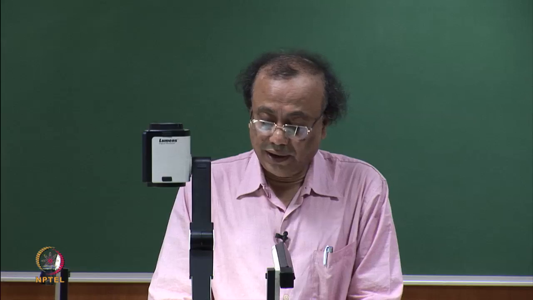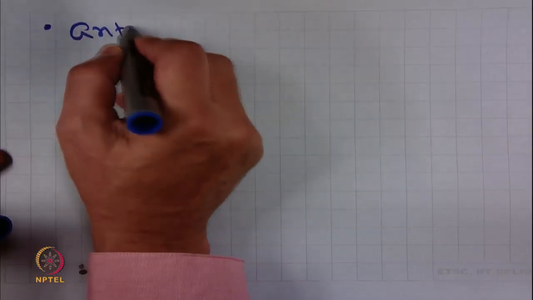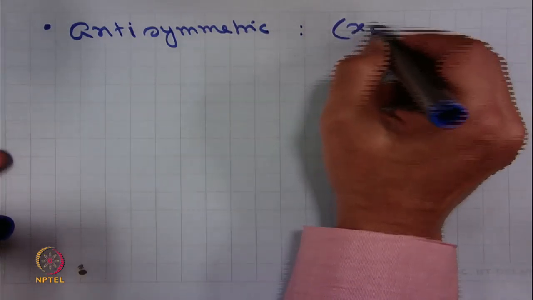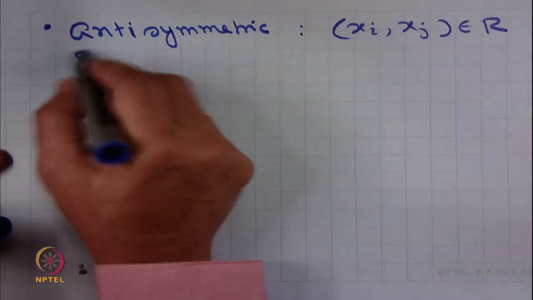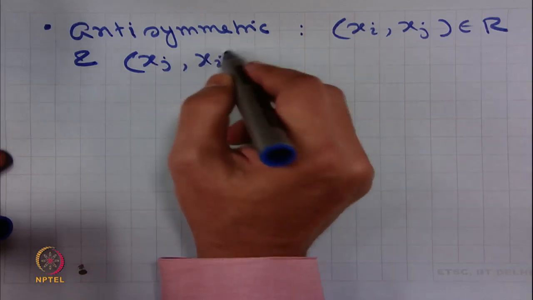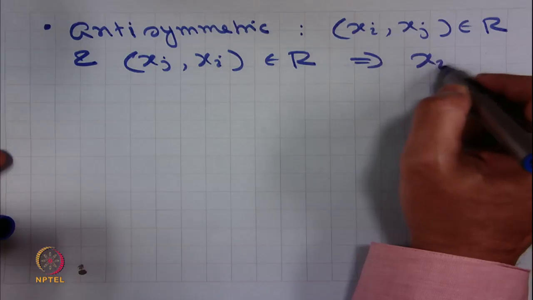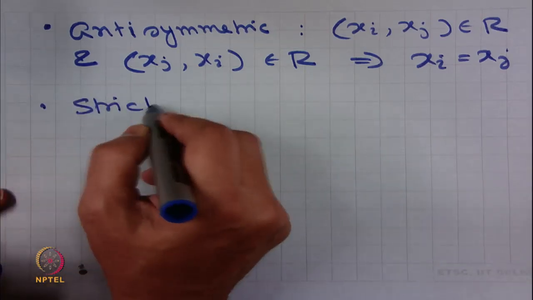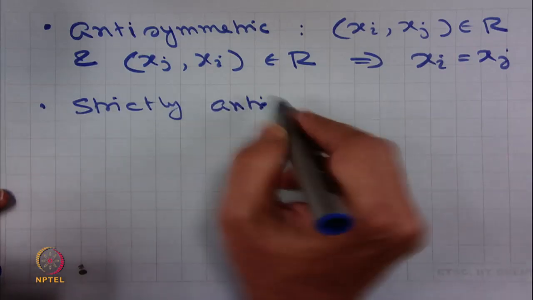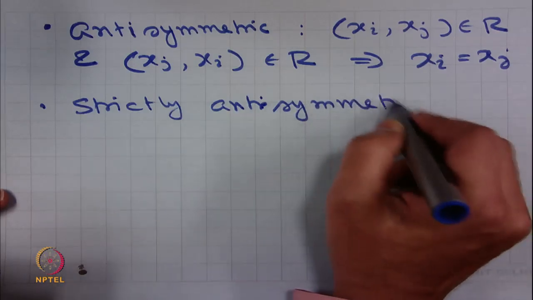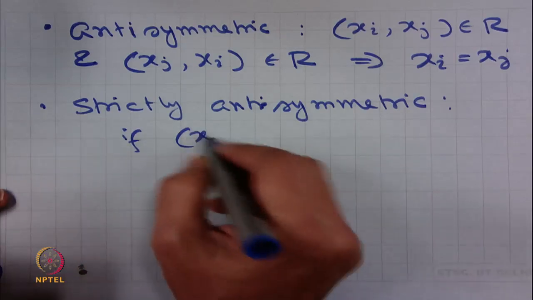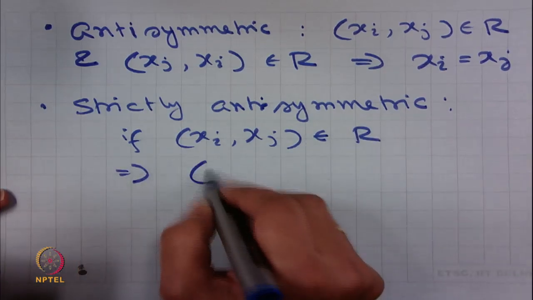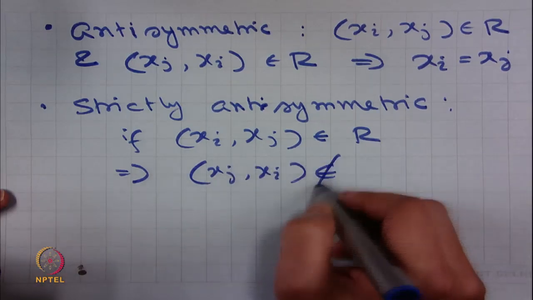A relationship is said to be antisymmetric if (x_i, x_j) belongs to R and (x_j, x_i) belongs to R implies x_i is equal to x_j. It is to be called strictly antisymmetric if (x_i, x_j) belongs to R implies (x_j, x_i) does not belong to R.